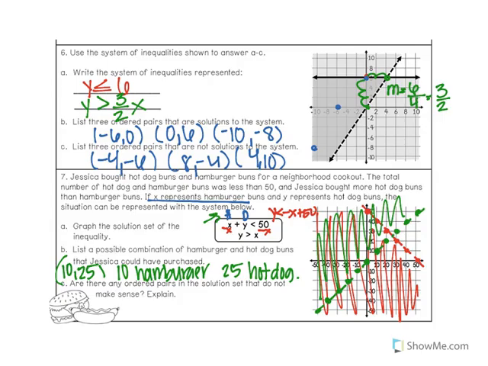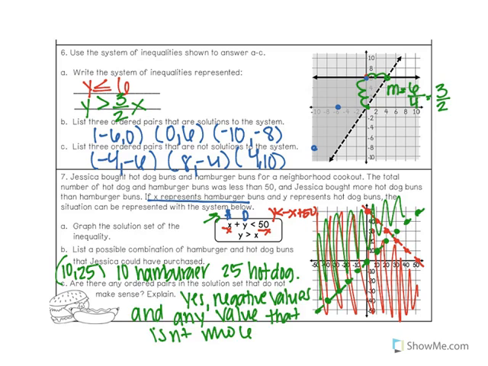Are there any ordered pairs in the solution set that do not make sense? So any negative value would not make sense because you don't buy a negative amount of something. You are also not going to buy part of a hamburger bun or a hot dog bun, so then it wouldn't make sense if it was a decimal either.